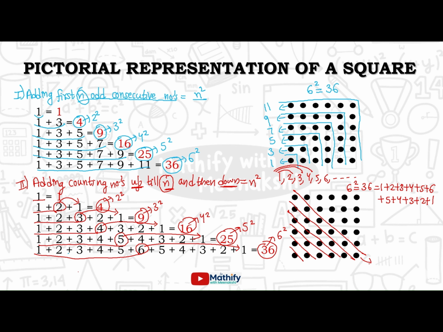It's also known as the central line, where we have 6, then 5, then 4, then 3, then 2, and then 1. So in the central line, you have to always see that we have 6 circles, and that's why this represents 6 square, that is 36. So these are the two ways in which we can represent a square.